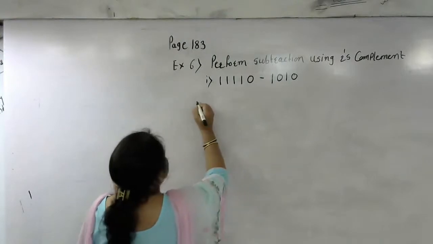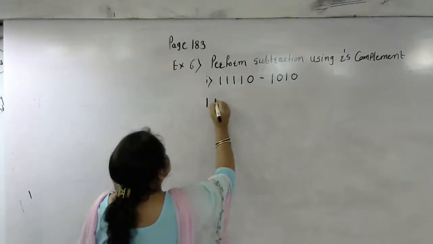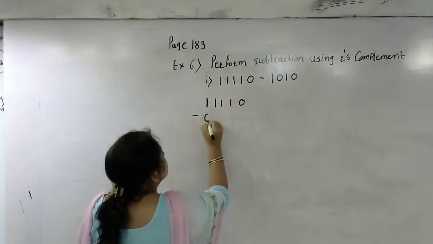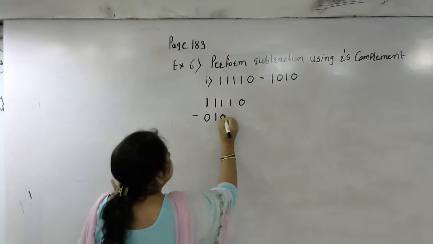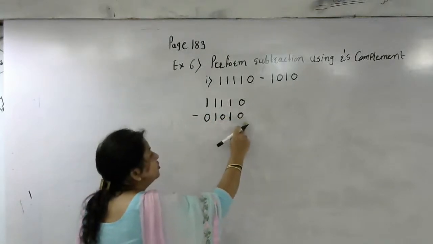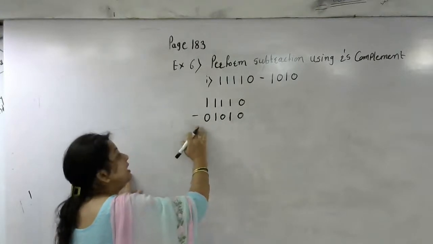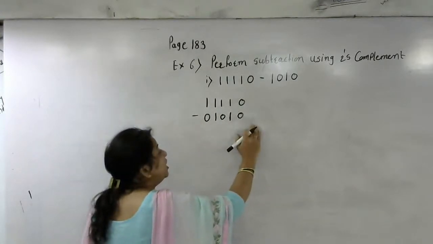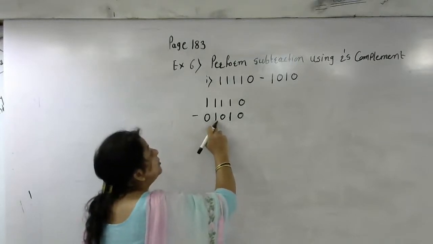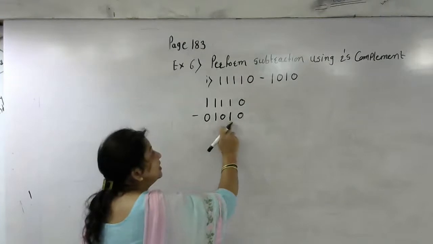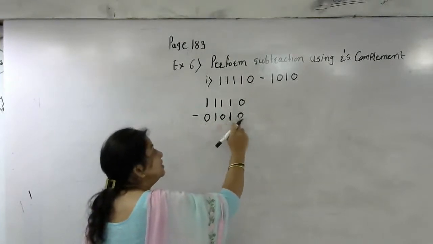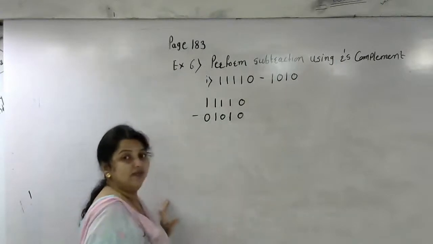Therefore, here we write 1, 1, 1, 1, 0 minus 0, and we add here 1, 0, 1, 0. Our number is only 1, 0, 1, 0, but we add 0 here. That makes no change in the value of this number. The meaning of this one is 8 plus 2, 10. This is the equivalent binary number of 10. This and 0, 1, 0, 1, 0 also have the value 10.